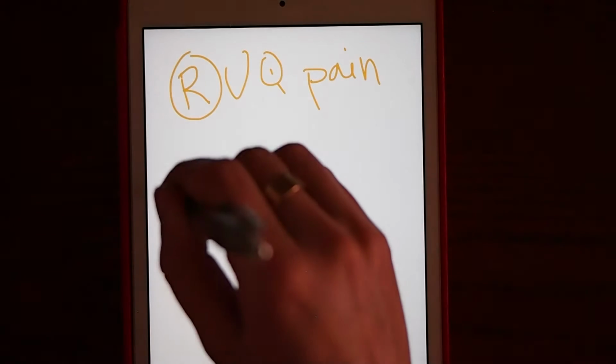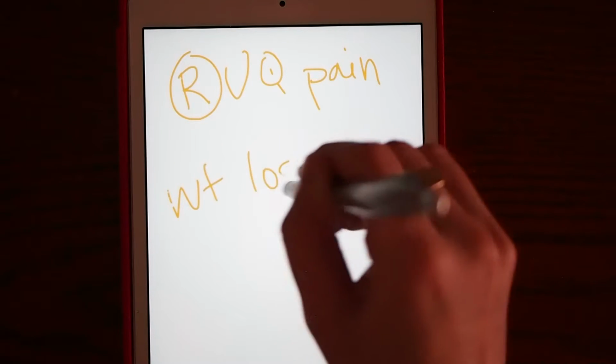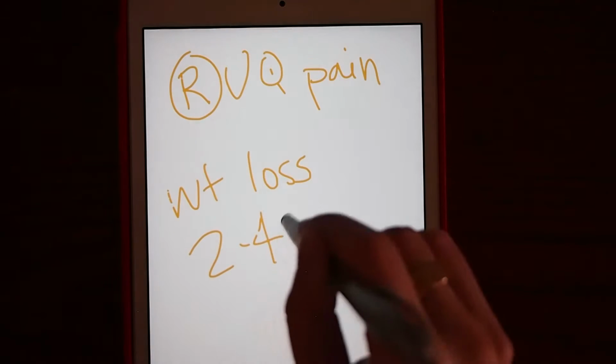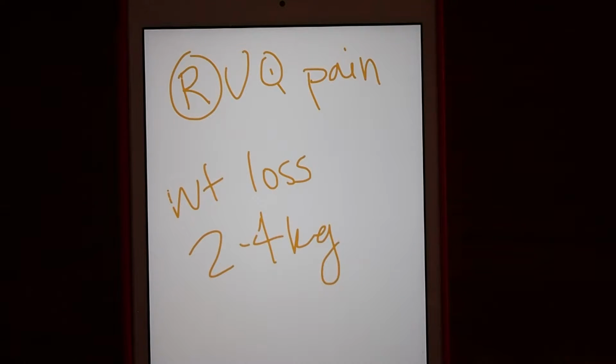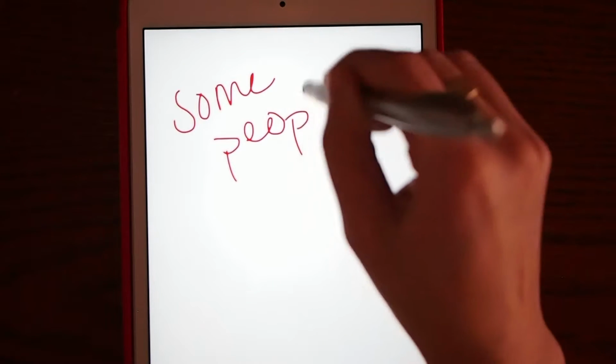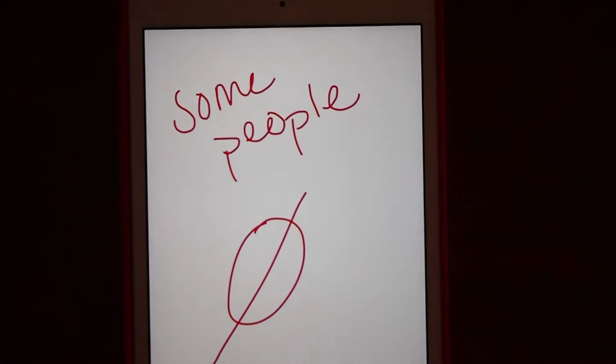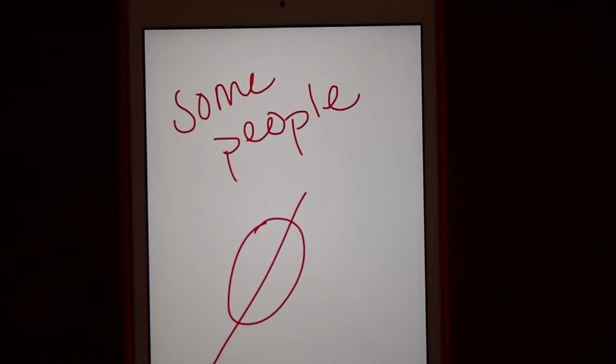And a weight loss of 2 to 4 kilograms is not uncommon. However, it's important to realize that some people show absolutely no symptoms at all. So this is where we might look at the laboratory values. There are abnormal liver function tests.